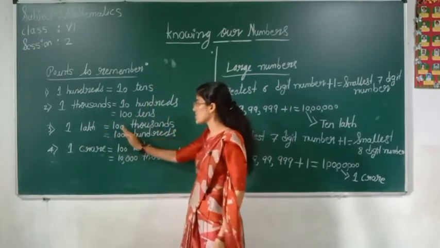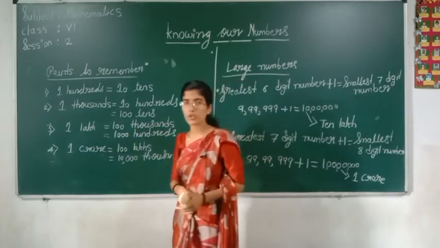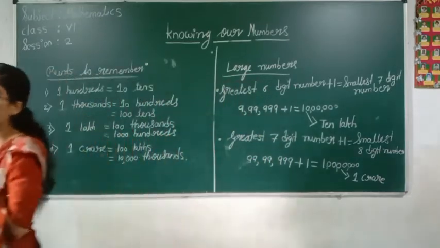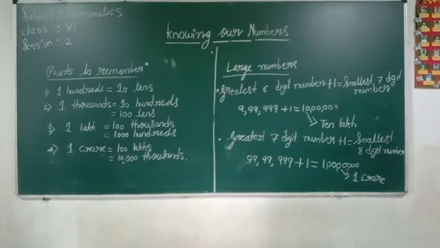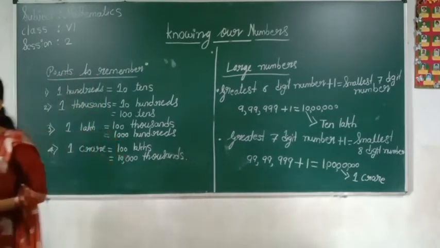1 lakh is nothing but 100 thousands, 1000 hundreds. And what about 1 crore? 1 crore is nothing but 100 lakhs, or we can write 10,000 thousands.